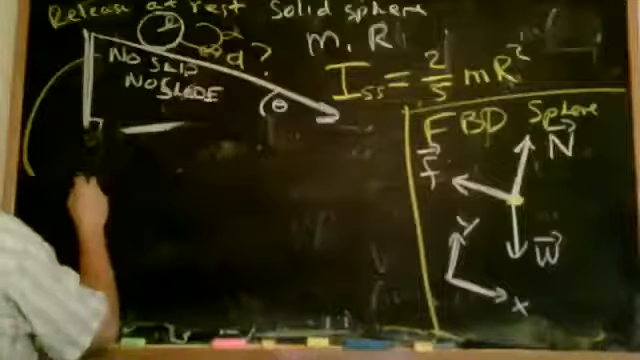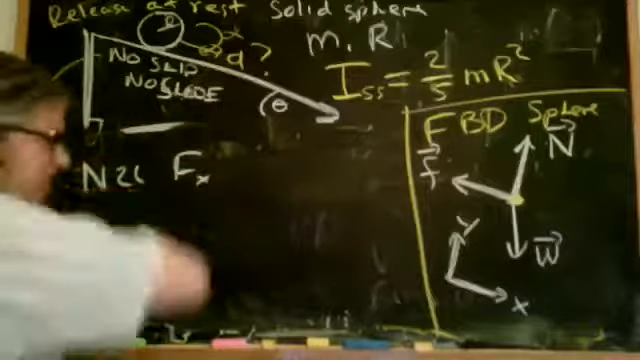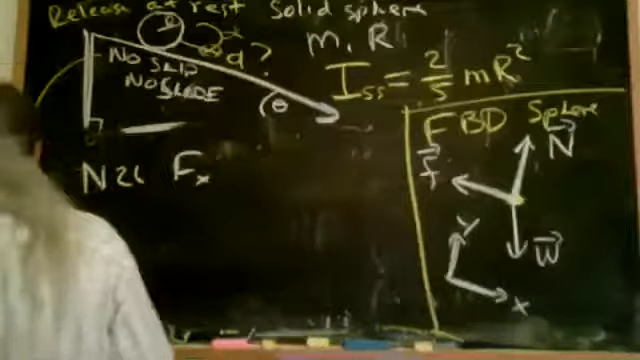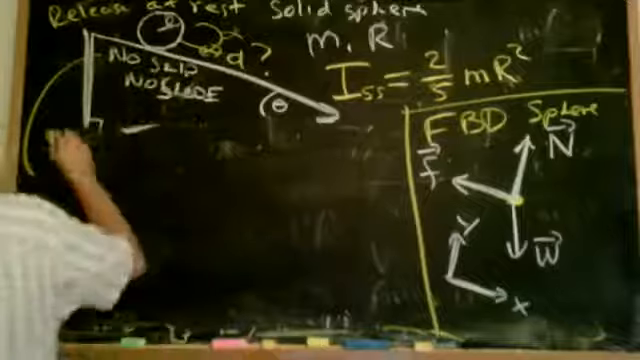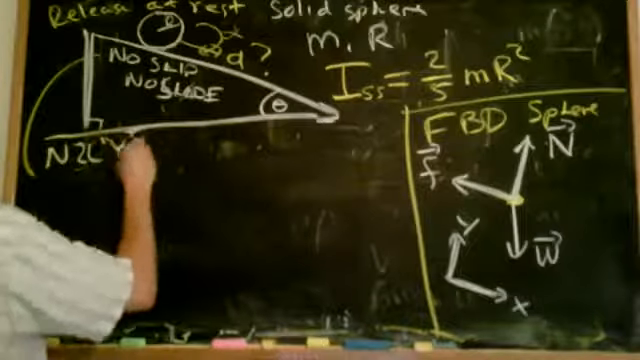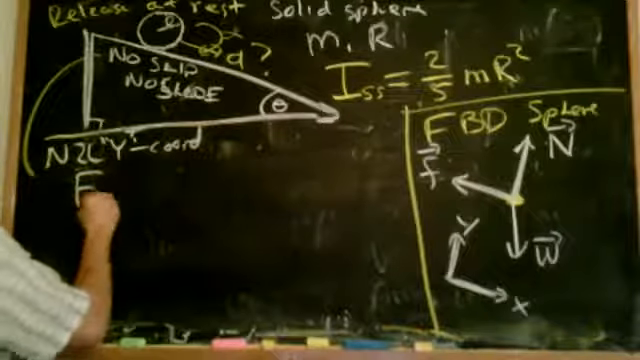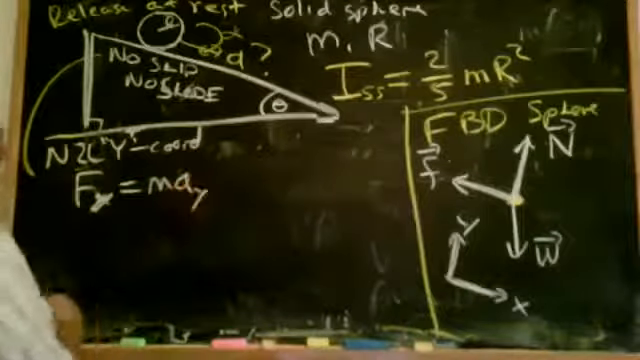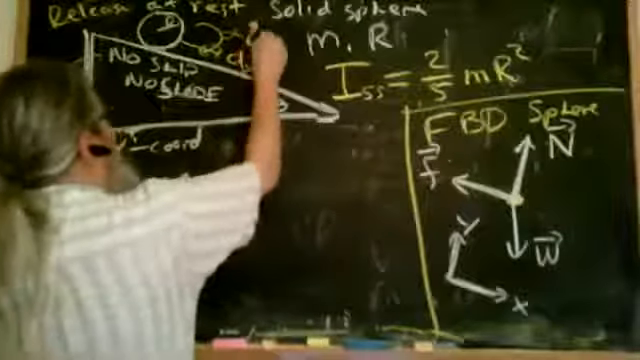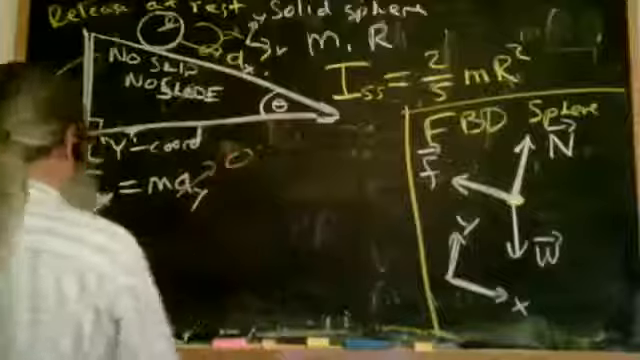So we say Newton's second law. Let's do the vertical direction first for fun. So Newton's second law in the y coordinate. I'll put this in quotes because we tipped it. So the net force on the sphere in the y direction equals m a in the y direction. Well, we know what a in the y direction is. This is x, that's y. We know the ball's not jumping off the ramp, so that happily is 0.